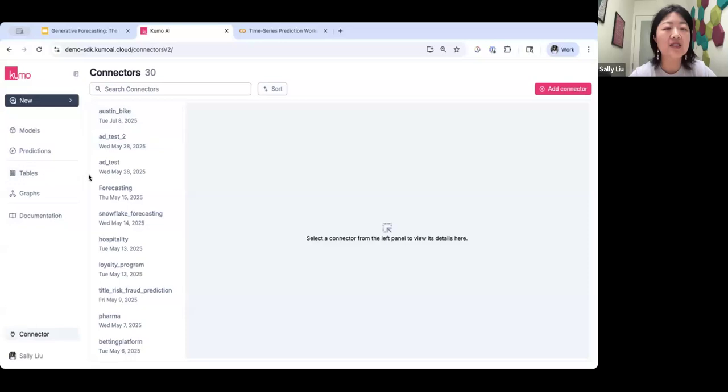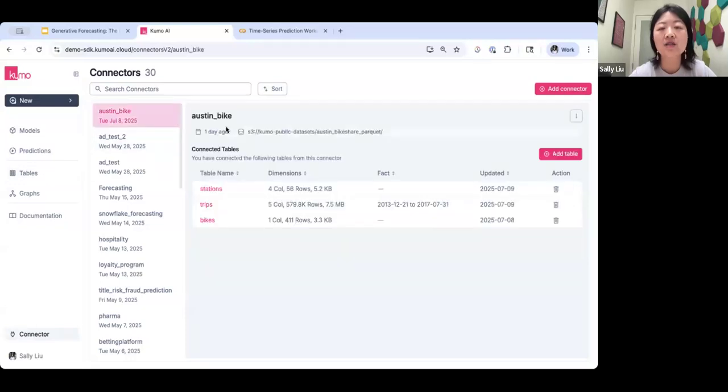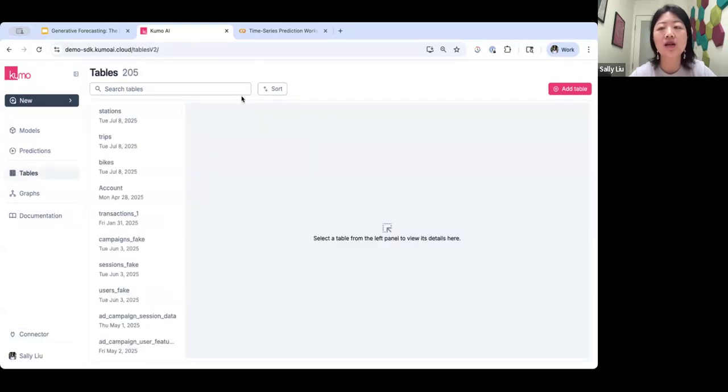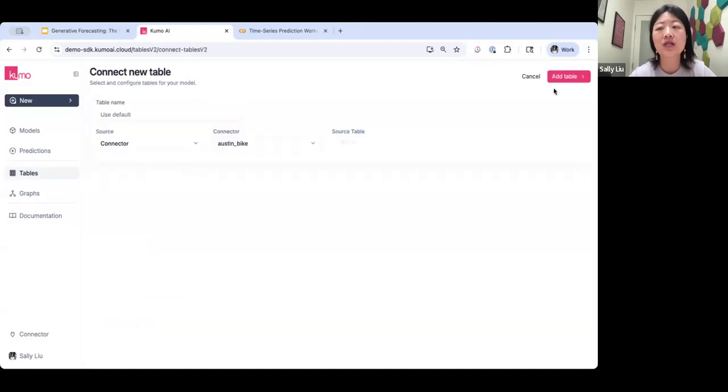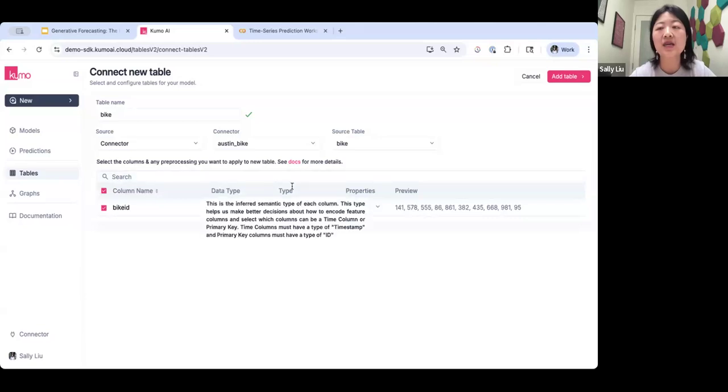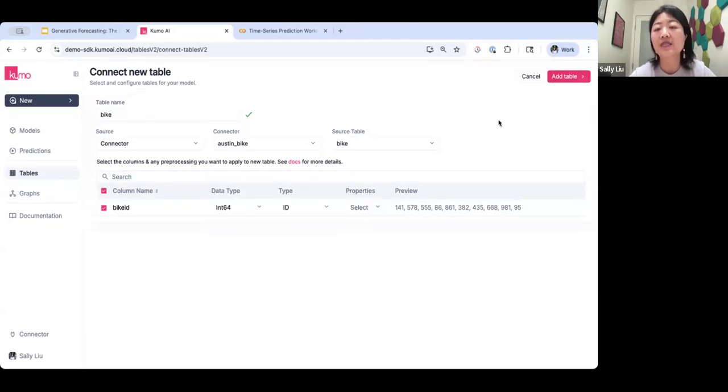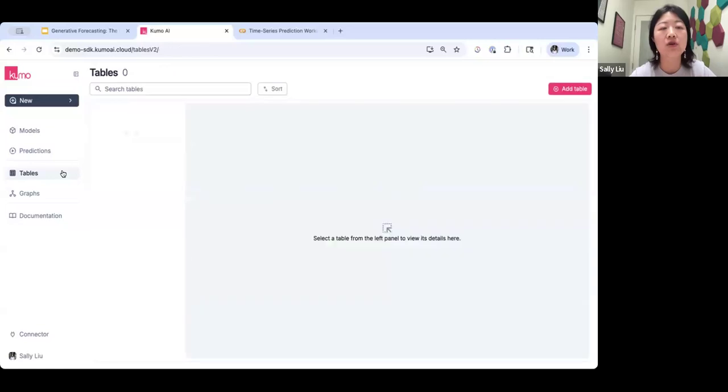Here I already have a connector, which is the Austin bike, and you can see I connected the data with the S3 bucket. Once you have your connector, the next thing you need to do is to import the tables. That's also very easy. You click add table, choose your connector, use the Austin bike, and then you can select the table you want. For instance, if I want bike, it will automatically start inferring the column types, and then you can add the table, and the table will be in our system for use.